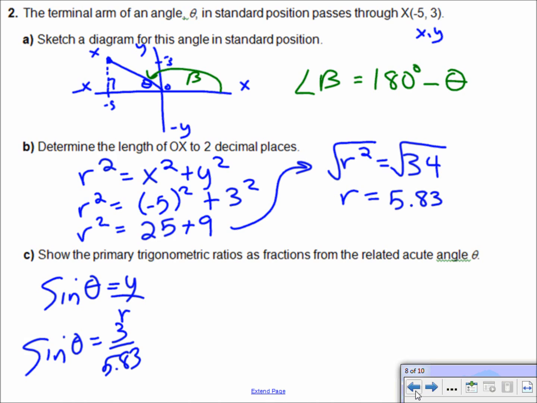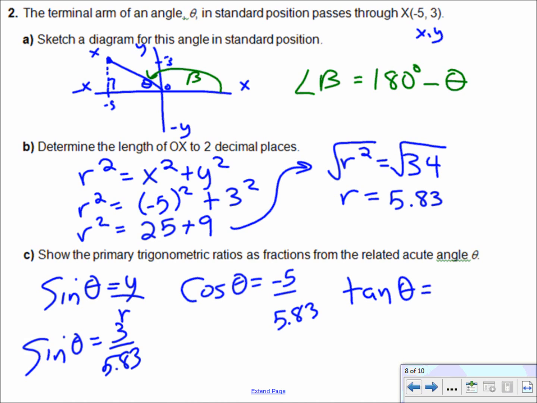Okay, so now you're just going to finish writing down the other trig ratios. So cos is x, so -5 over 5.83, and tan theta is y over x, so 3 over -5.